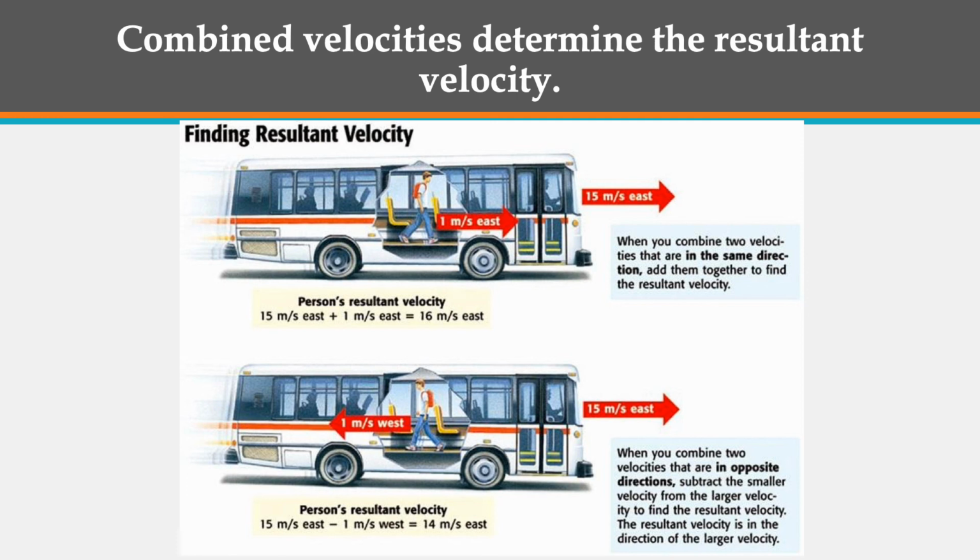What happens if the person stands up and changes his direction to the west, 1 meter per second to the west, and the bus is still moving 15 meters per second to the east? When we combine these two velocities to calculate the person's velocity, we subtract the smaller one from the bigger one. So the person's resultant velocity is 15 meters per second east minus 1 meter per second west, equal to 14 meters per second to the east.